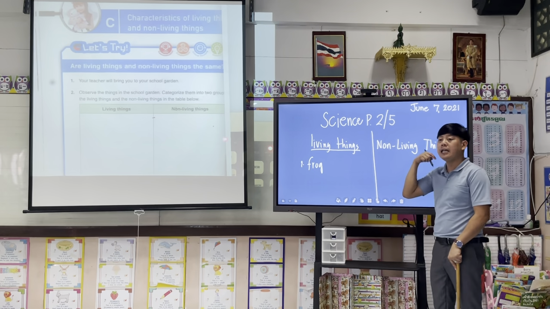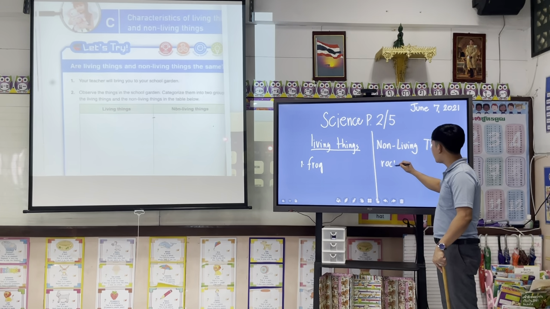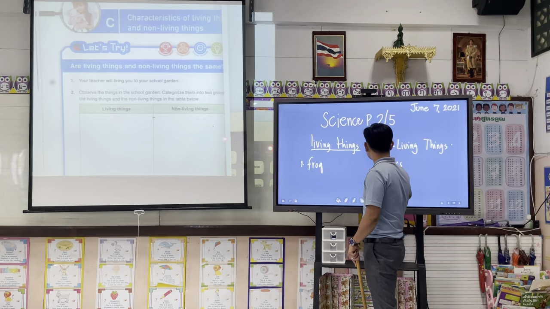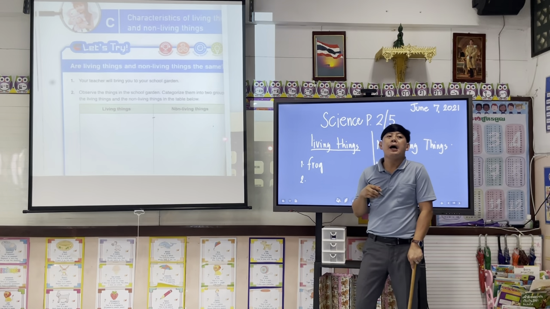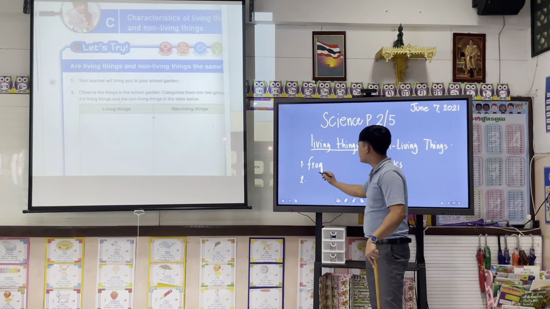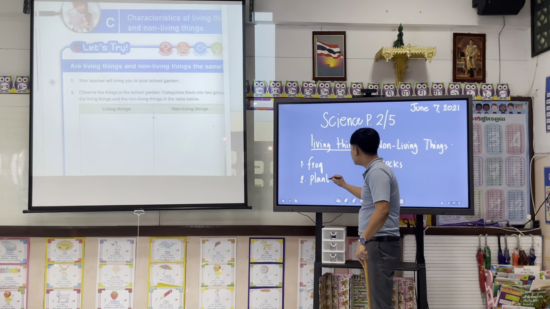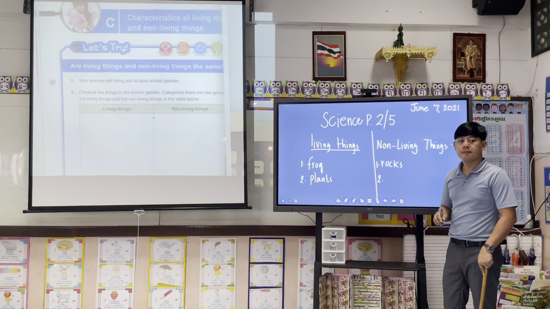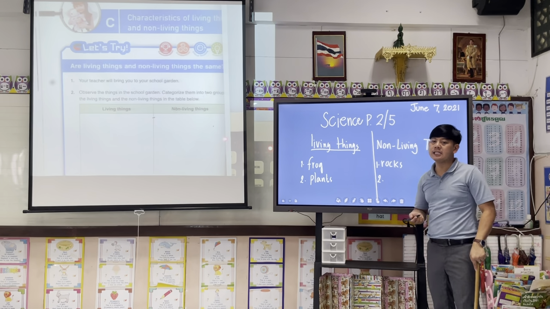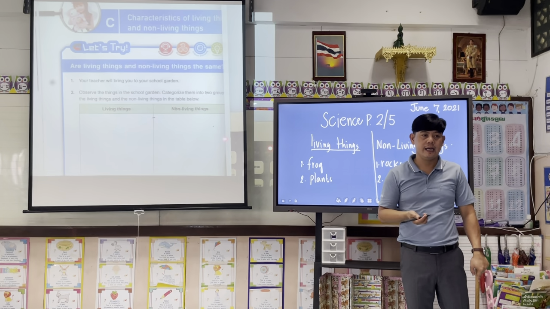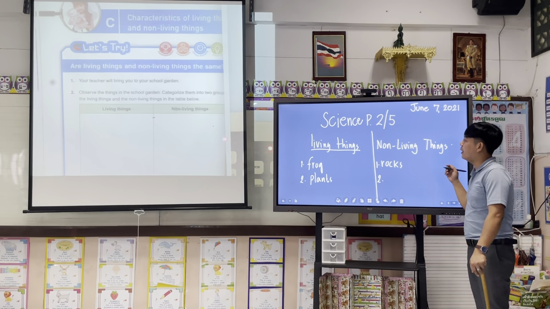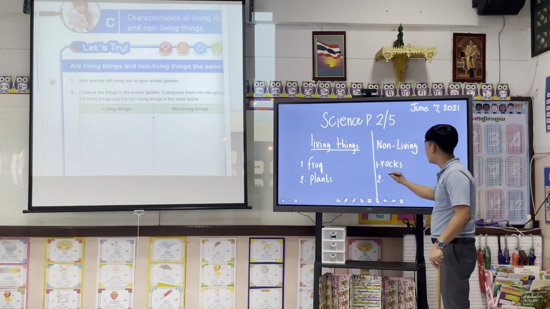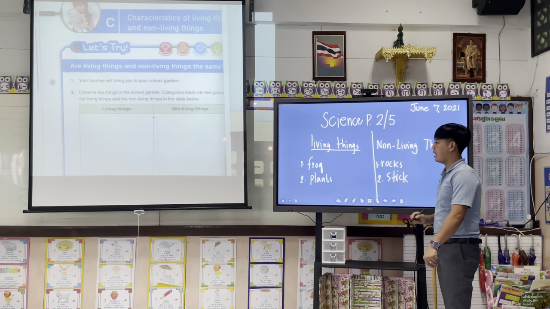What else? Non-living things are rocks. There are some rocks in your garden. What else? What can you see? Another example of living things that you can see in your garden? Plants or flowers. Plants are living things. What else? Examples of non-living things that you will see in your garden? Aside from rocks, what else? Anybody? Okay, a stick. I saw a stick there.